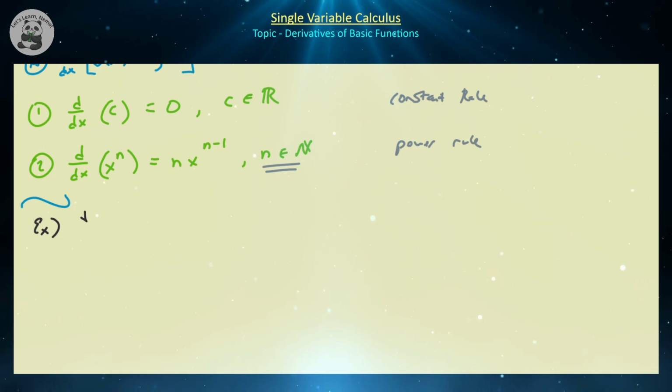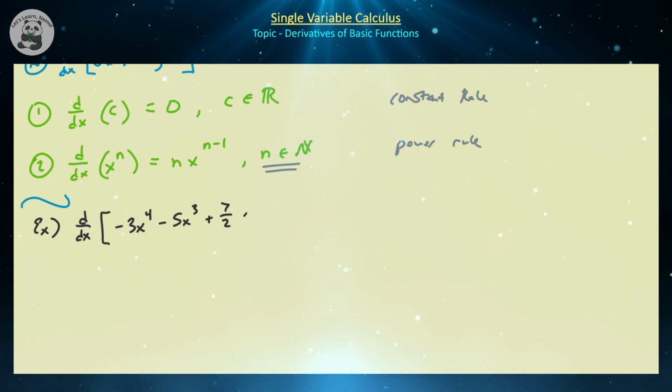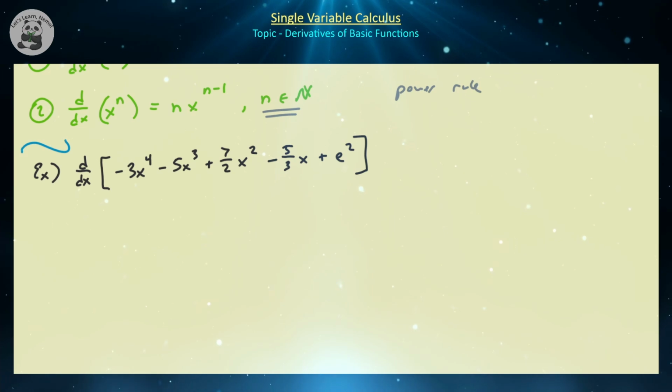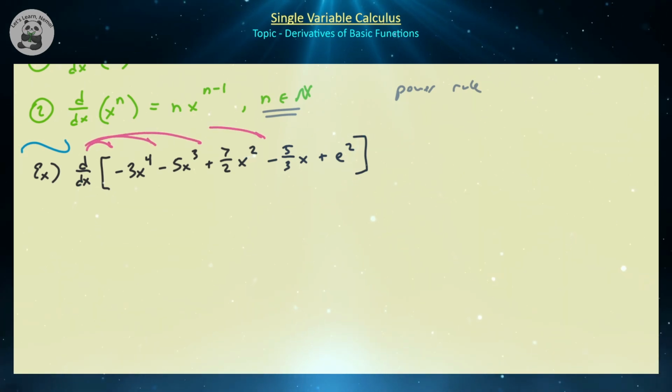So let's assume that somebody asks you, what is the derivative of the function minus 3x to the power of 4 minus 5x to the power of 3 minus 7 halves times x to the power of 2 minus 5 thirds times x plus e squared? Keep in mind e is just a number, therefore e squared is just a constant as well. So we already know that derivatives can distribute over each of these terms. So the derivative of minus 3x to the fourth is going to be equal to minus 12x to the power of 3 by the power rule.